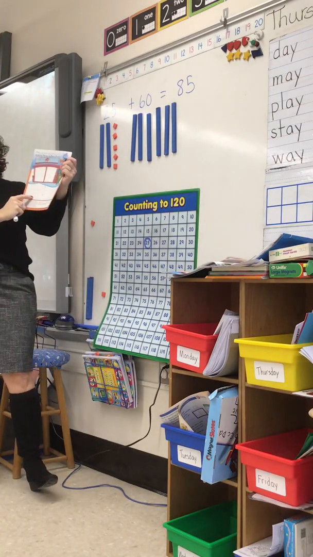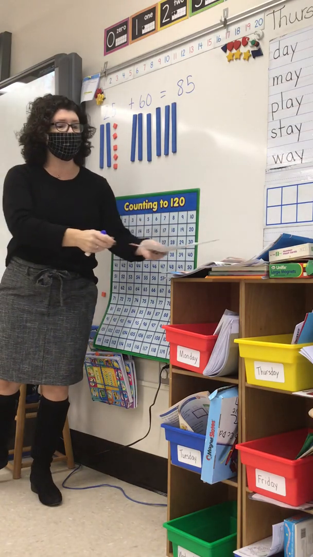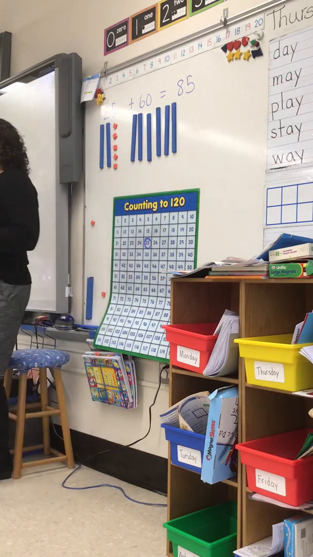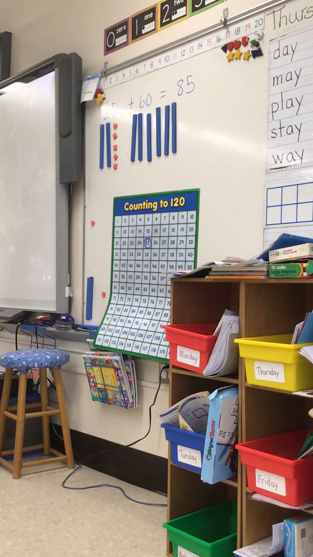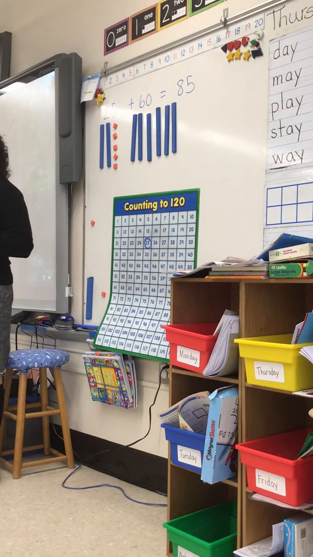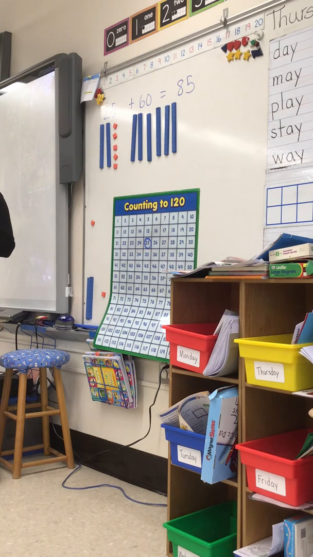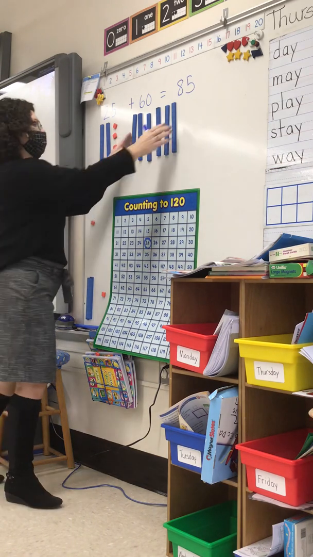So now we can write it down on our paper. 25 plus 60 equals 85. For number 3, 25 plus 60 equals 85. Check your work, make sure you have it, and then clear your cubes.